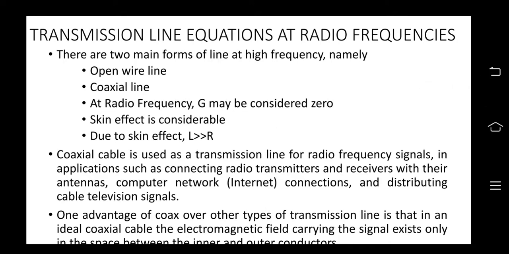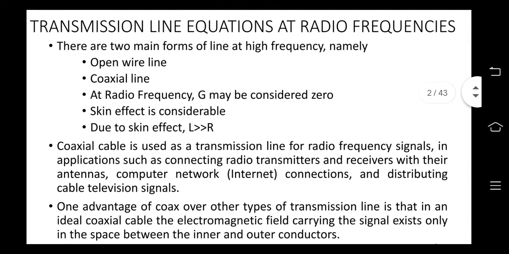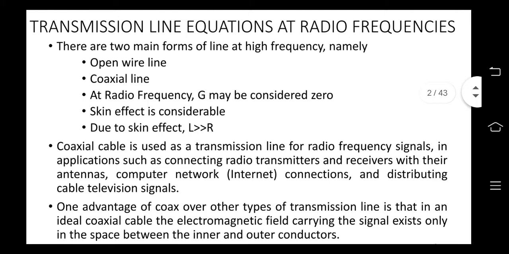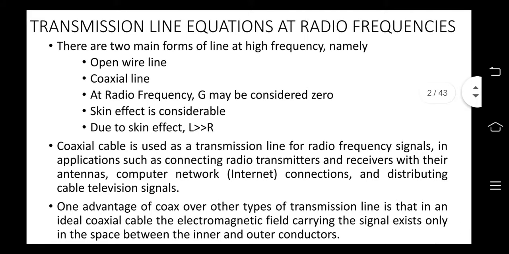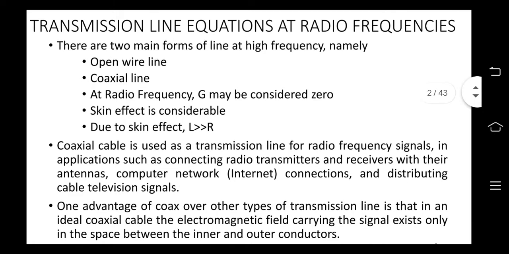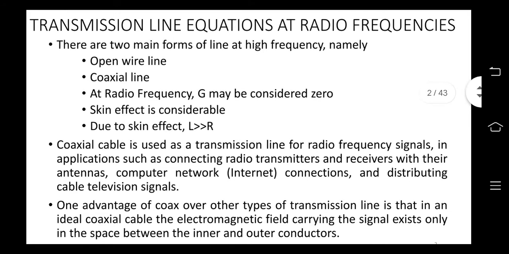Transmission line equations at radio frequencies. There are two main forms of lines at high frequencies, namely open wire line and coaxial line. At radio frequencies, G may be considered to be 0 and skin effect will be considerable, and due to skin effect the L may be much higher than the R.